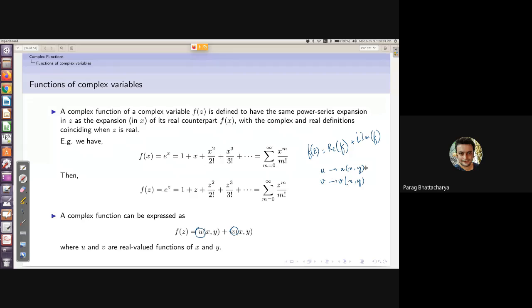Here u and v are real valued functions, but when you combine them in this way, this real function plus i times this real function, that becomes a complex function. So you can express a complex function in this manner.